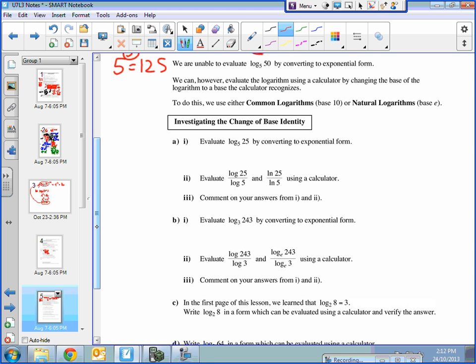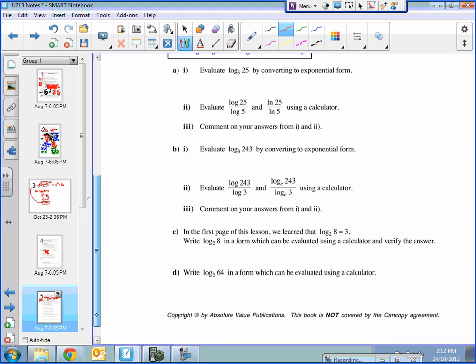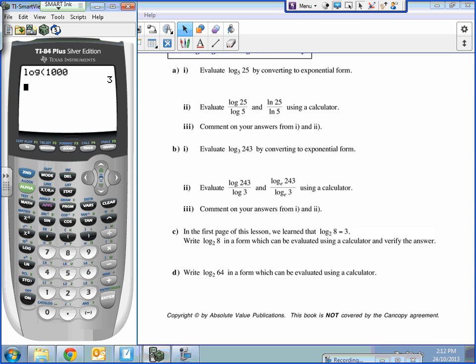Okay, evaluate log 25 base 5, converting to exponential form. We've done this enough. I'm not going to worry about that again, okay? So, which form can be evaluated using a calculator? This one and this one? Log of 25 divided by log of 5. 2. Natural log of 25 divided by natural log of 5. That's 2.